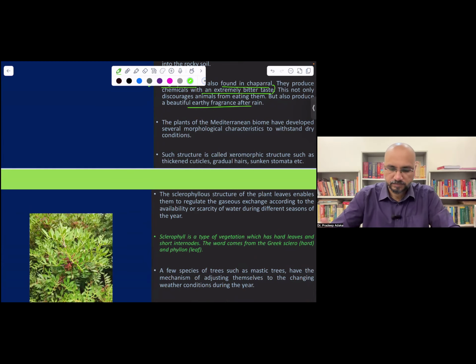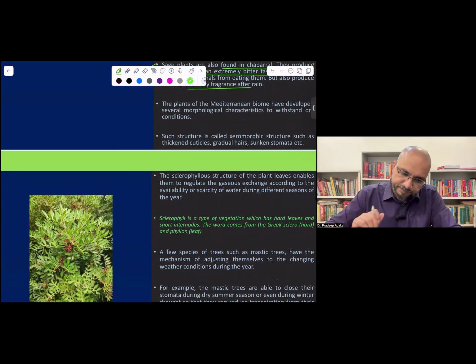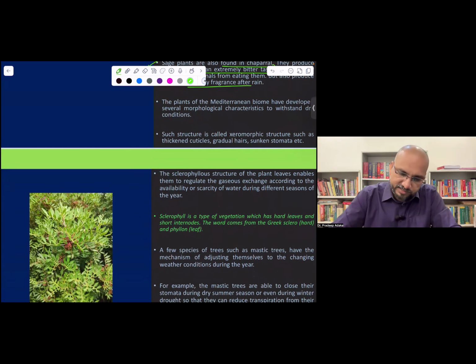Then they have several morphological characteristics. Plants in this biome have several modifications to the leaves and stems, morphological modifications to withstand these dry conditions. Such structures are called xeromorphic structures. Xero means xeric condition.